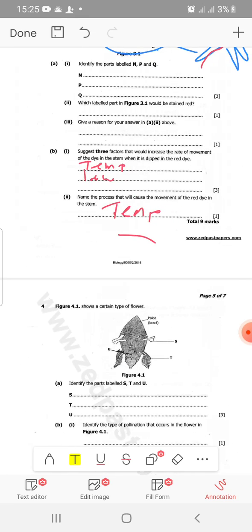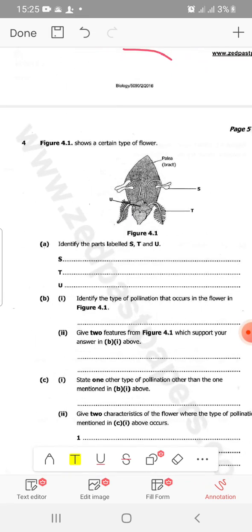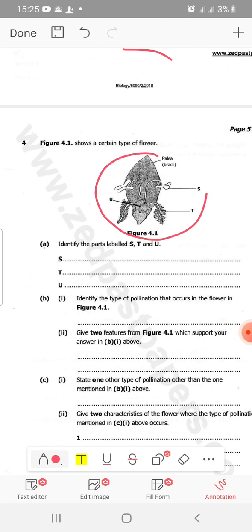Question 4. Figure 4.1 shows a certain type of flower. Can you see that? Now you can play around with the flower. Before even reading the questions, you must be able to identify the parts. So we have part S, which is the anther, part T, which is the stigma, U, that's the ovary. Identify the parts labeled STU. So S, I said already, is the anther, T is the stigma, U is the ovary.